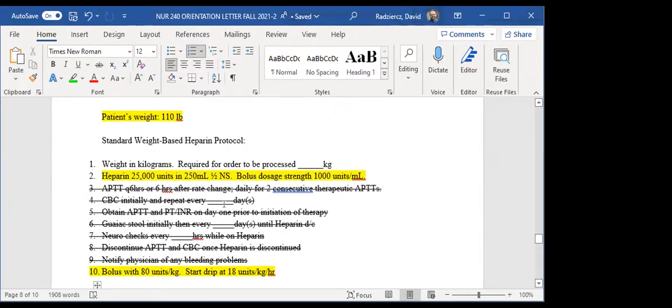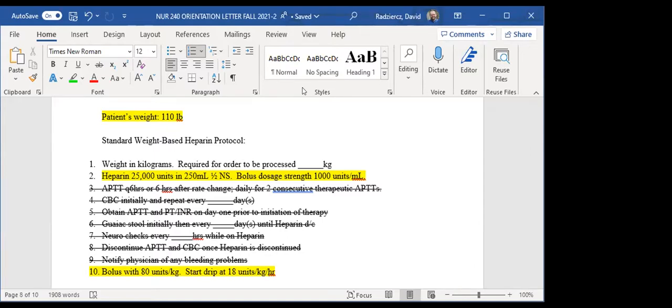Okay, so you've probably seen me work through this question a couple of times if you've checked out the YouTube channel or if you've gone through this a couple of times. So you should already know that the patient's weight at 110 pounds in kilograms, you just divide by 2.2 and it's 50 kilograms.